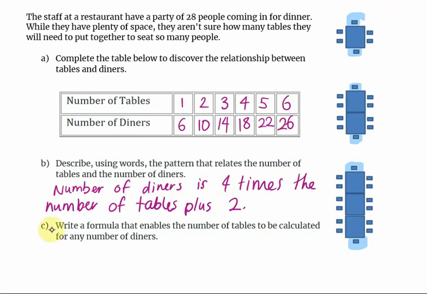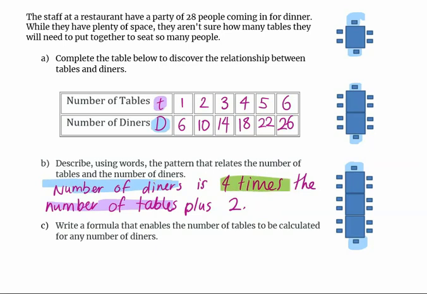So now we can use that rule to write a formula using our variables. We haven't had variables assigned, so let's choose our own variables. For me, it makes sense to call the number of tables T and the number of diners D. D for diners and T for tables. They're the variables that I will use. So we've got number of diners is D. Number of tables is T. And we've got 4 times is our first operation.